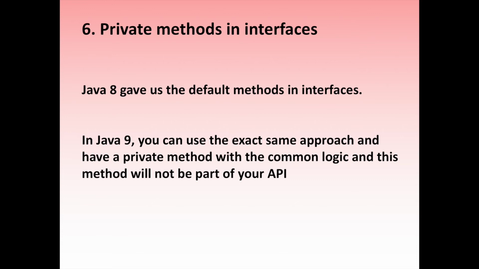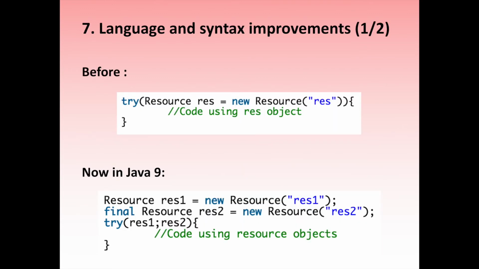In Java 9, you can use the exact same approach and have a private method with the common logic, and this method will not be part of your API. Now it will be easier to write the try with resources statement. Previously all the resources that have to be closed after the execution had to be initialized in the try clause. From Java 9 we can use final and effectively final resources in the try clause.